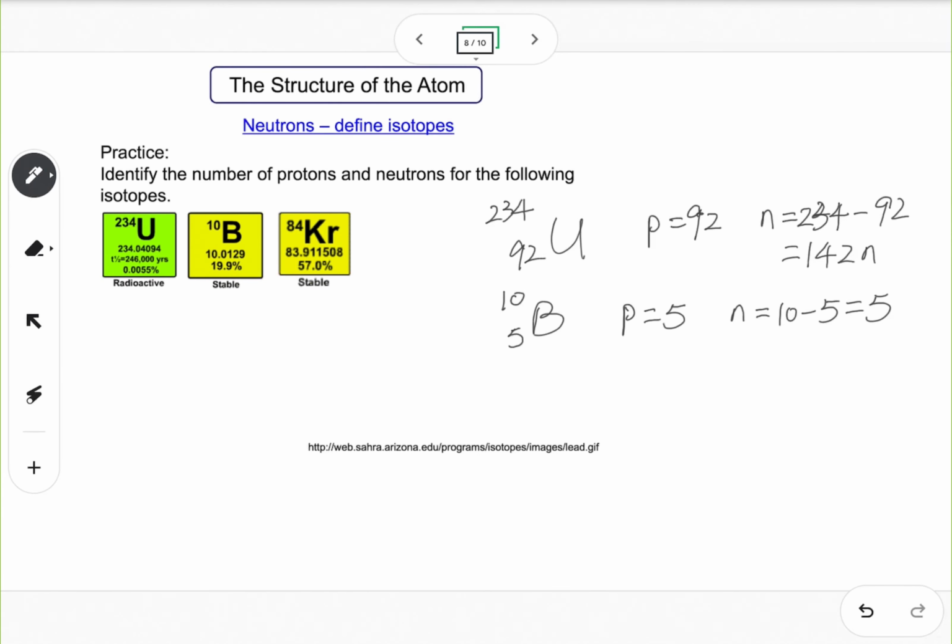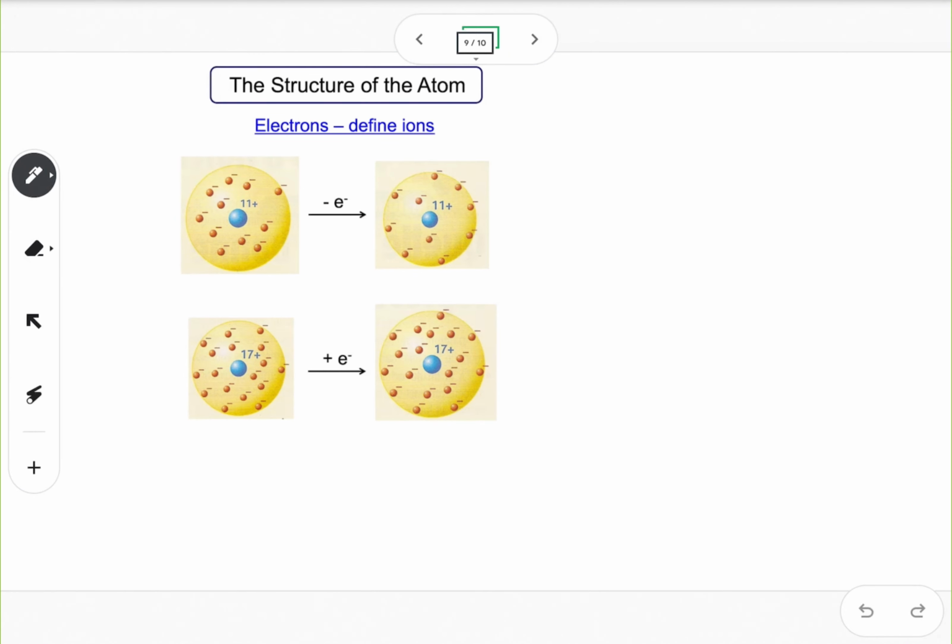Now the last one, krypton. Again, go to the periodic table. You will see that krypton has 36 protons, and the mass number is 84. So protons 36. Then the neutrons would be 84 minus 36. That will give you 48. All right, very simple math. This is isotopes.